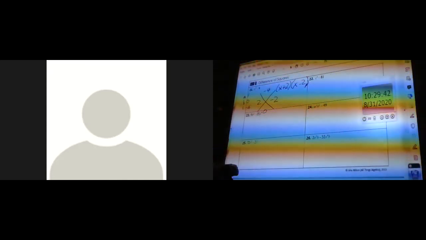So that's the other way you can do this. The property of the difference of squares says that a plus b times a minus b is equal to a squared minus b squared. So this is very important. You need to memorize this because it'll make your life simpler.